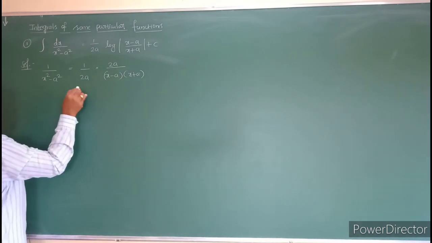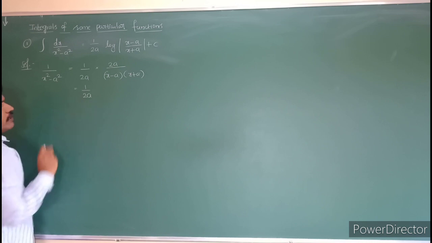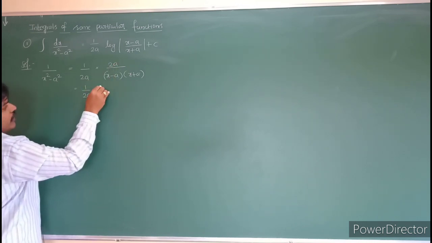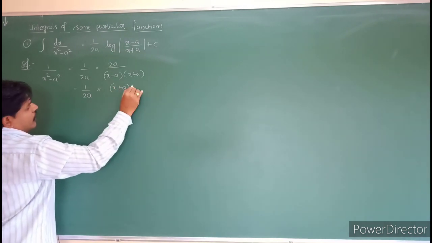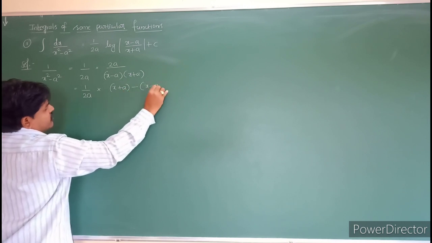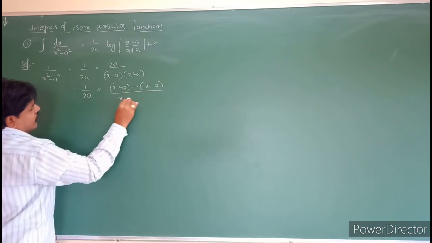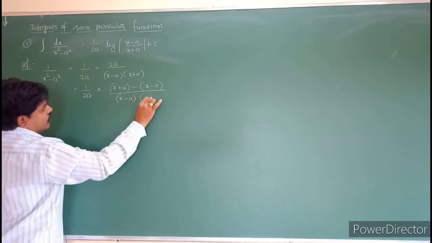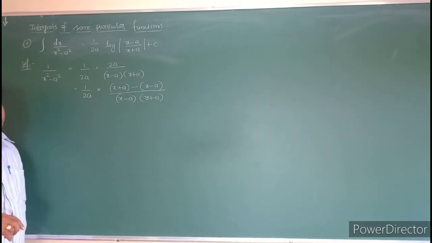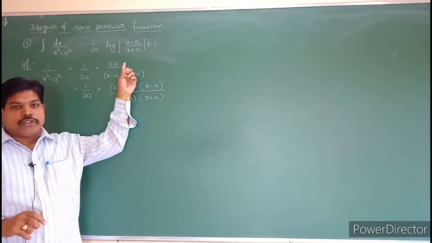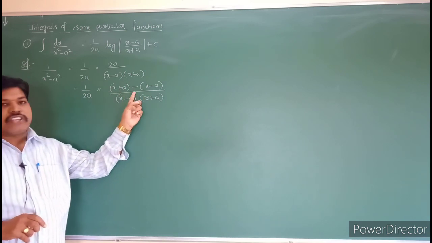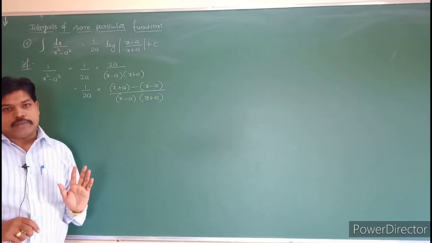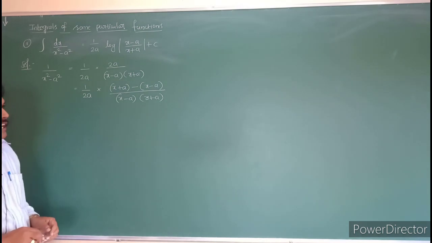So what happens? That is equal to 1 by 2a into this 2a you can write as x plus a minus x minus a by x minus a into x plus a. So what I did, first I multiplied and divided with the 2a. Then this 2a I changed it as x plus a minus of x minus a.